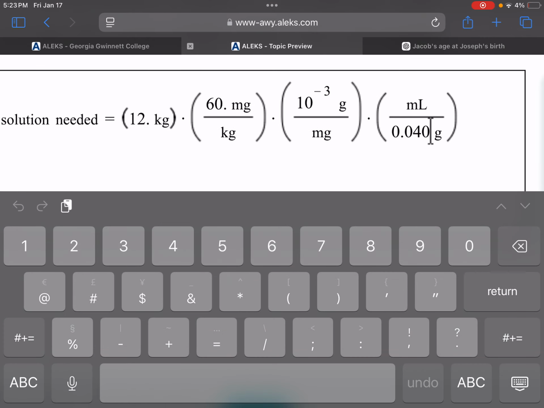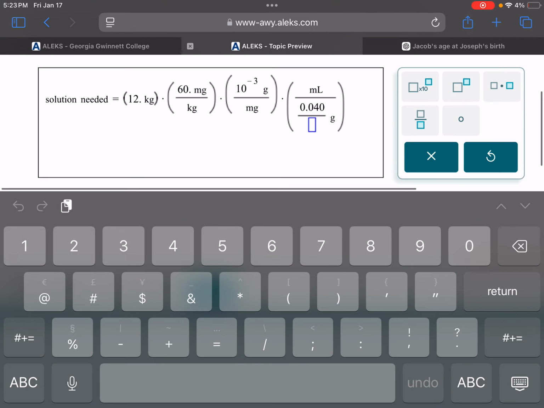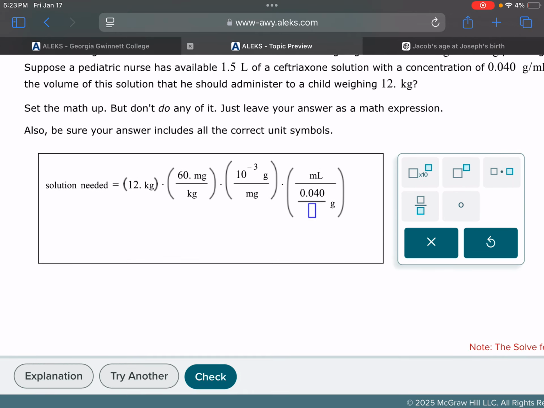And one last thing, let's make sure these match. The kilograms cross off, yes they do. The milligrams cross off, yes they do. The grams cross off, yes they do. Okay, I like this answer. Okay, it's a great problem. Check.